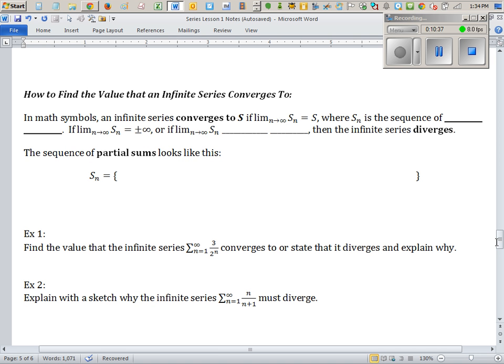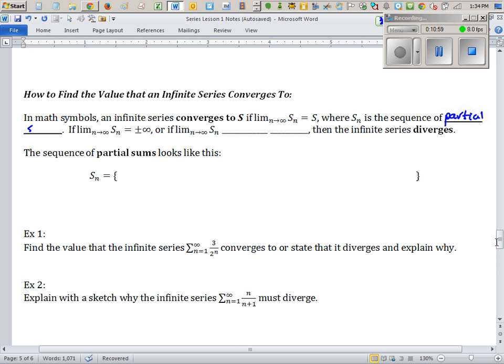If somebody ever asks you to find the value that an infinite series converges to, you tell them, okay, give me an hour and come back. Come back in an hour, and I'll have your answer, maybe. Okay? It's a really hard question. In math symbols, here's what you have to do. You have to first create a sequence of partial sums.